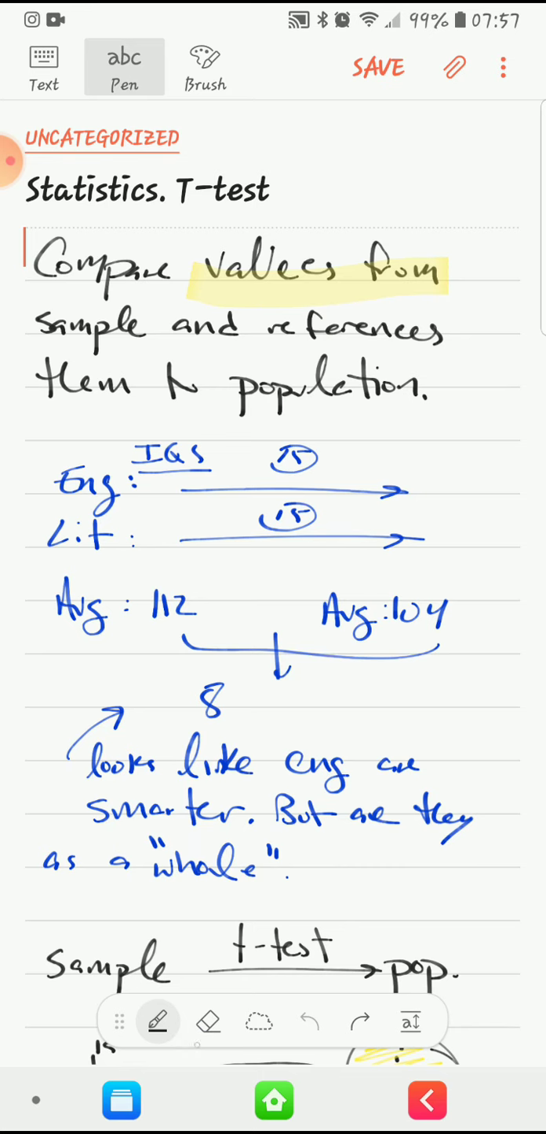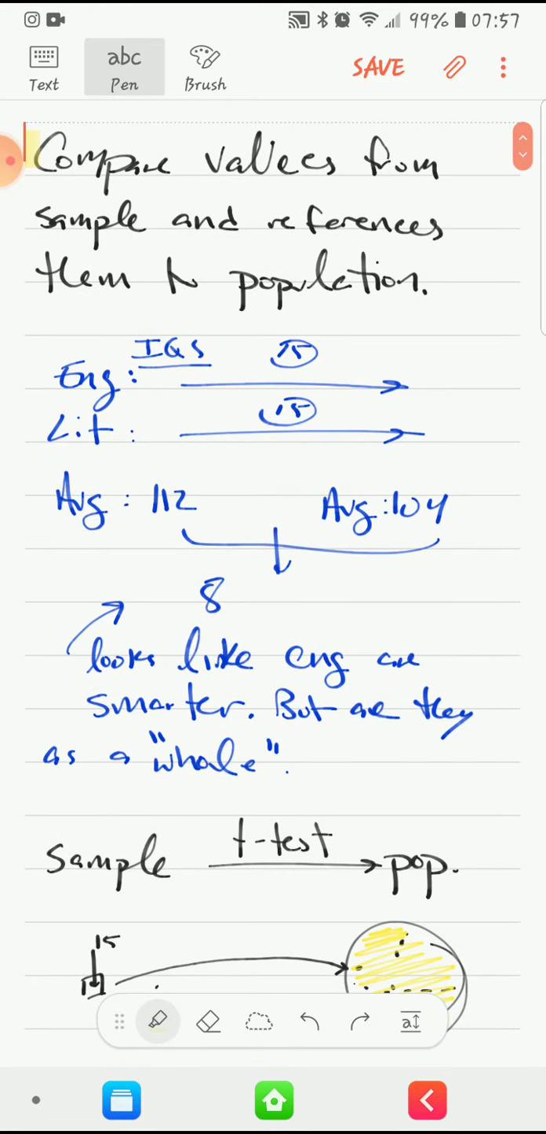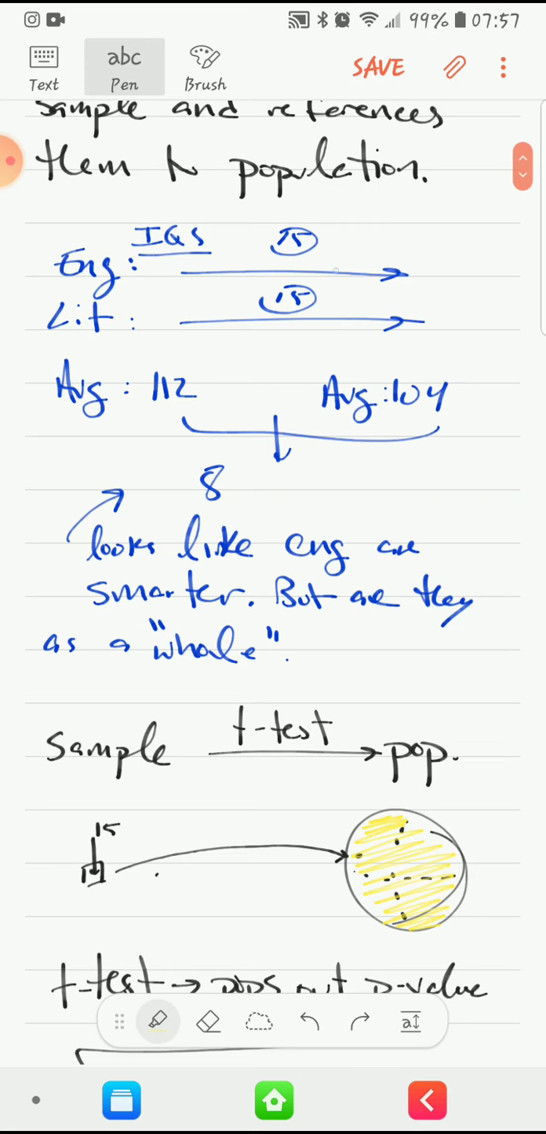So remember, the t-test is just going to compare two average values from a sample. Basically what it does is it says, okay, can we say those sample averages are representative of the population? That's what it does. In this problem, we took engineering students and literature students, 15 from each, and we calculated their averages. Those are the averages for the sample, this set right here.